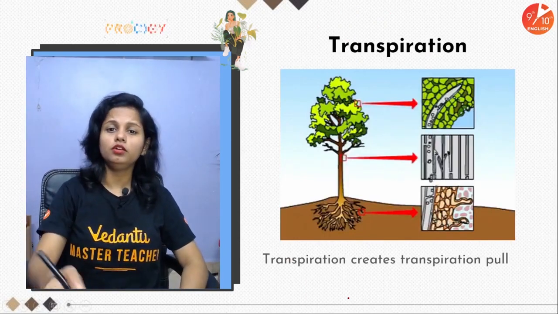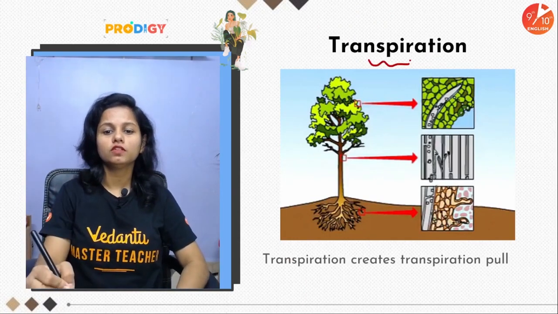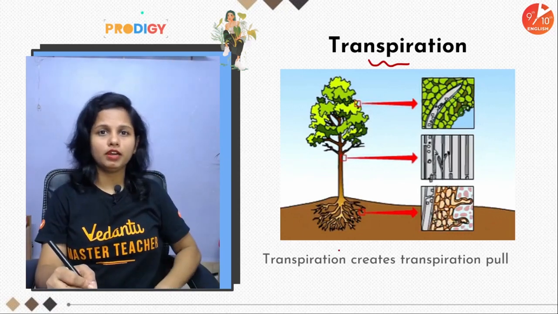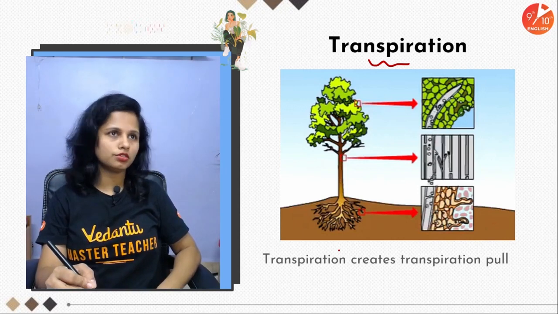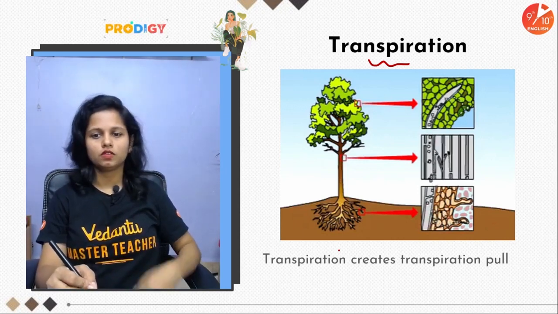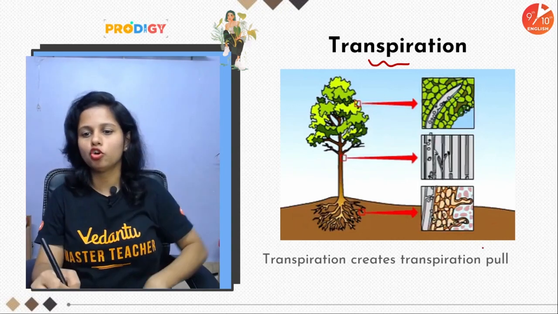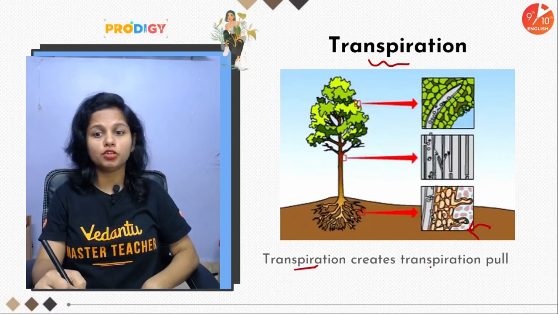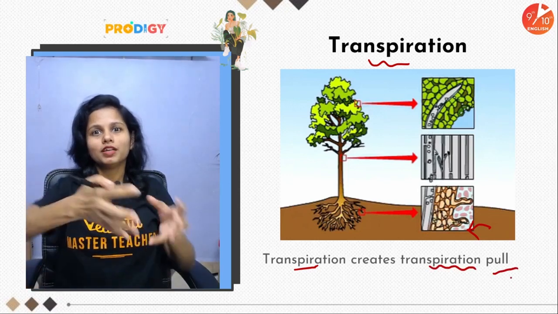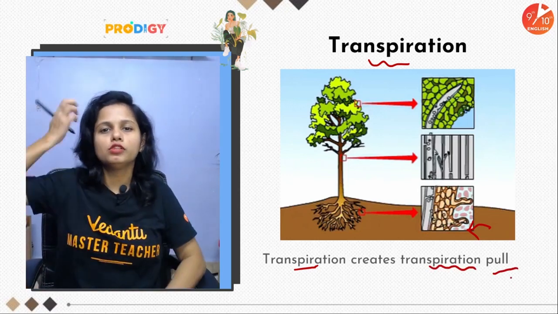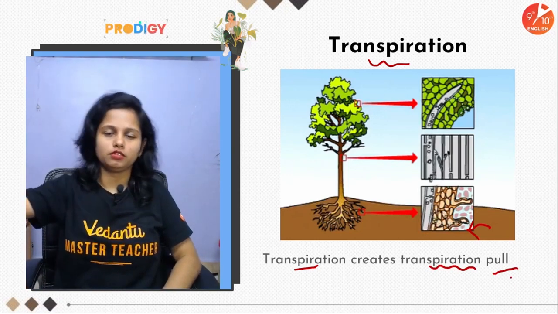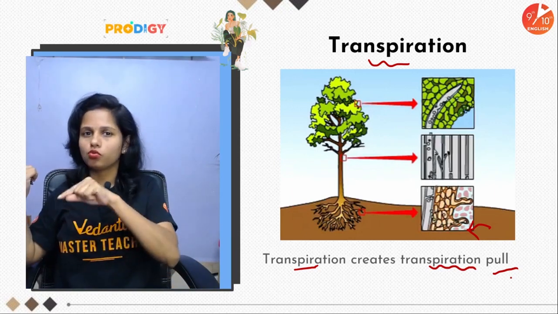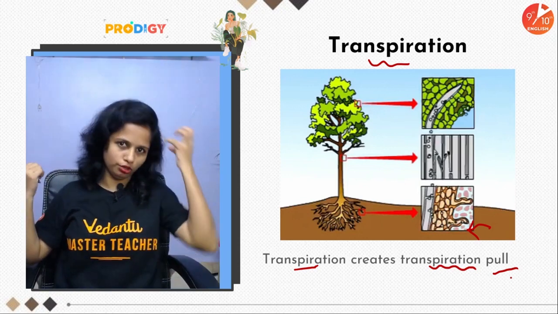And then I already told you about transpiration. When water molecules are lost from the aerial parts of the plant, whether it is leaves or cuticle or even lenticels, more and more water is absorbed by the root hairs. So transpiration leads to the formation of transpiration pull. It's the suction pull which pulls the water from different parts of the plant, and it further forces the root hairs to absorb more and more water.